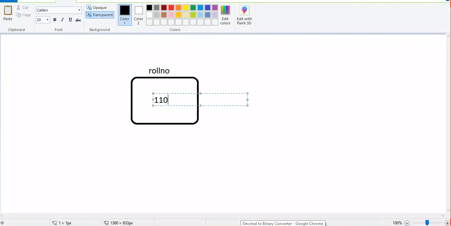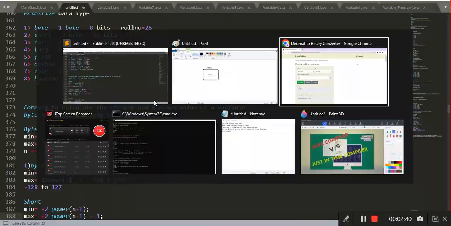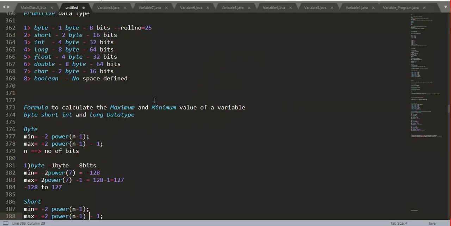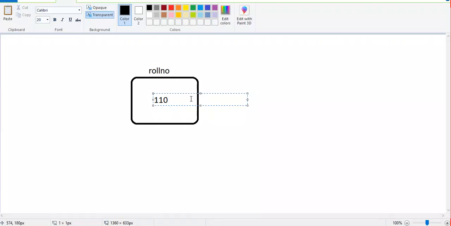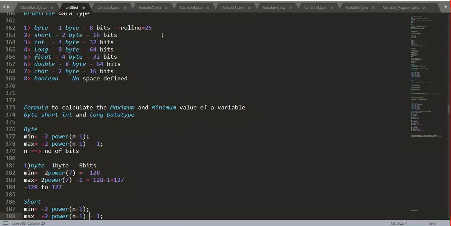11001. This is the binary value, and this will get stored. But this is a byte data type, which reserves 1 byte or 8 bits. This is 5 bits, so definitely it will get stored in this area. So I can store the roll number here. But what about negative values? Let me show you the calculation for the same.